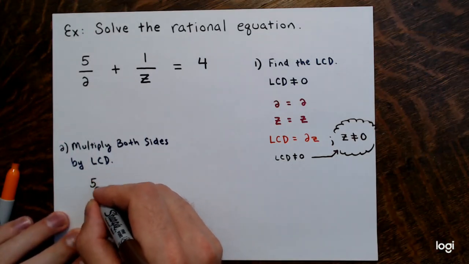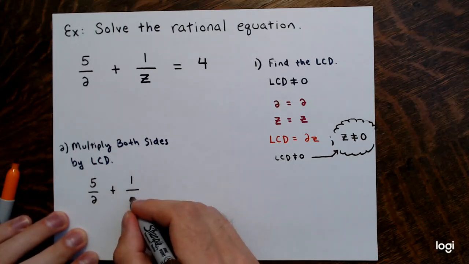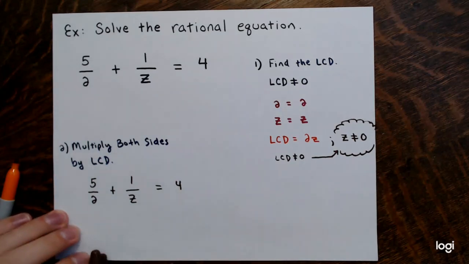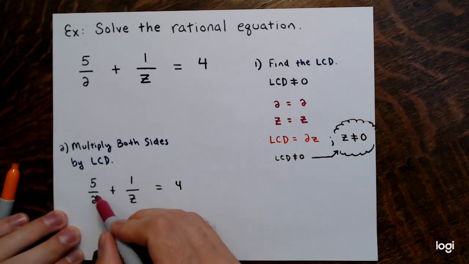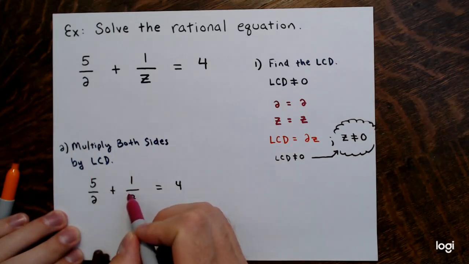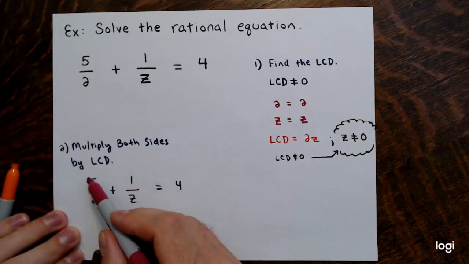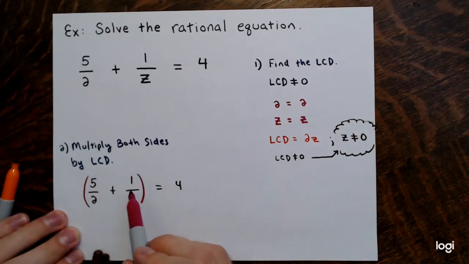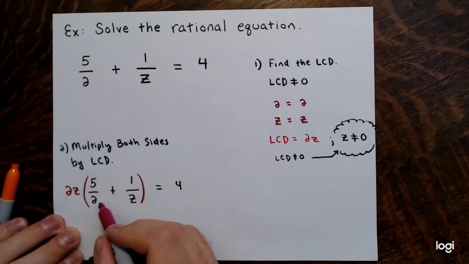All right, so I'll write the equation again. You have 5 halves plus 1 over z equals 4. And then when I say we're multiplying the sides by LCD, that's what we're doing. Now this side has multiple terms, and you've seen in other videos of mine, when an expression has multiple terms and I'm doing multiplication, put it in parentheses. I'm multiplying not just the first term, but the entire thing by the LCD, so by this 2z.